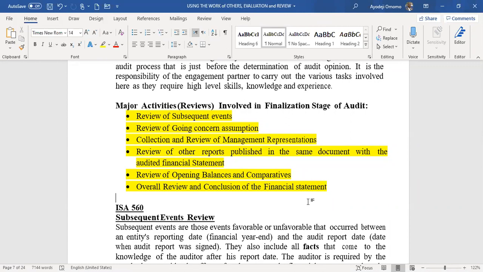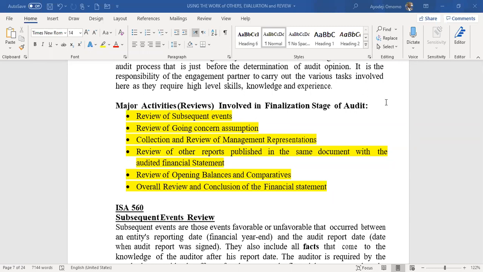Which international financial reporting standard takes care of subsequent events? Okay, which standard? ISA 10. ISA is International Standards on Auditing. Are we talking of auditing, ISA or IAS? ISA 10 or ISA 560? For accounting, I was actually asking for the accounting standard, and it is IAS 10.